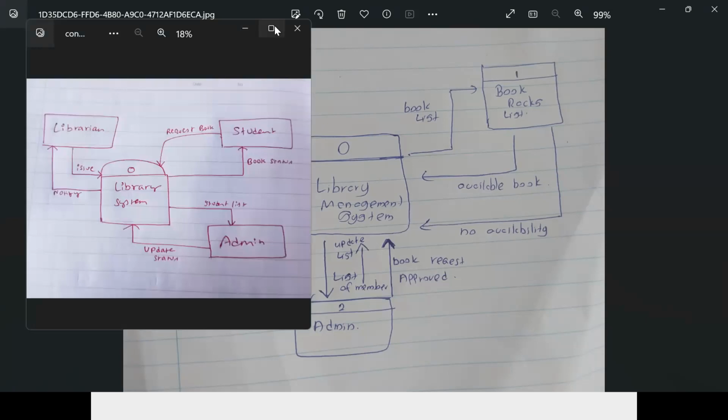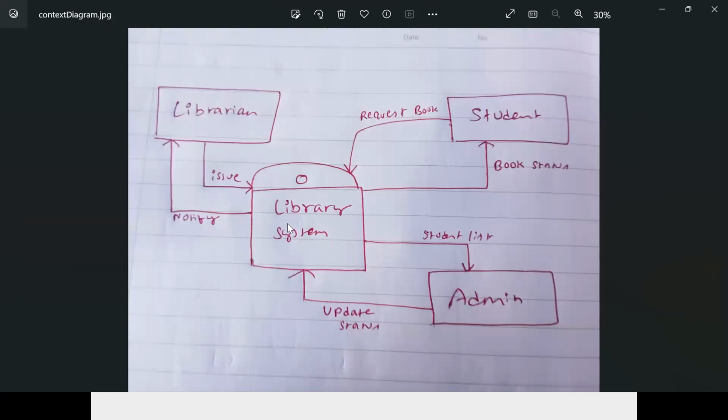Another diagram that I have received, this is perfectly all right. We have the system, we have librarian, we have student, we have admin. Those are okay. But the issue that I see here is that what we want to see is the data flows. Now, let me give you some corrections. For example, this could be changed from request book to requested book. Make it a noun. And then you can get the book that you have requested.